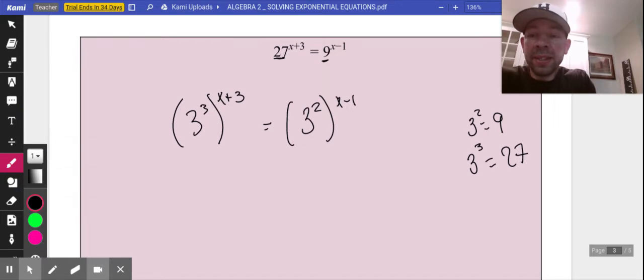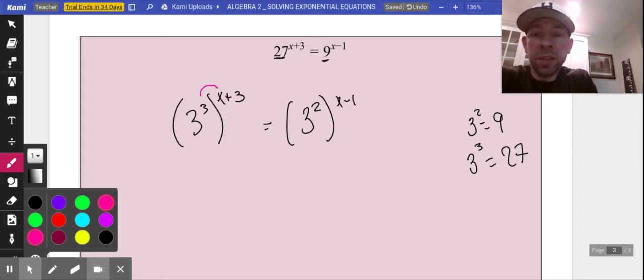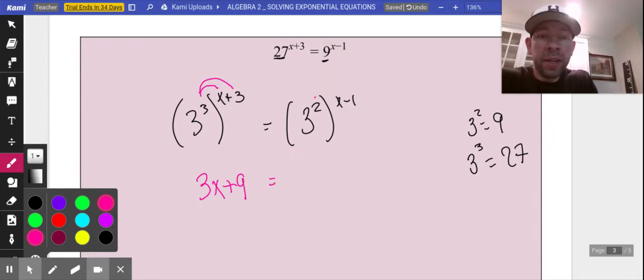And now here's the biggest key. We just have to remember to distribute, because I'm multiplying these exponents, right? So I have to distribute that 3 to make 3x plus 9. I'm going to multiply here, distribute, so we get 2x minus 2.